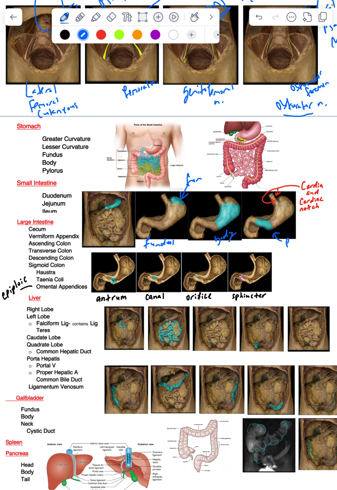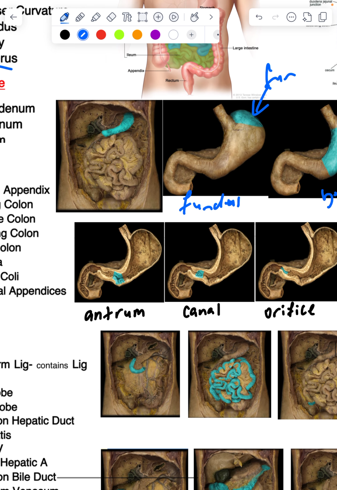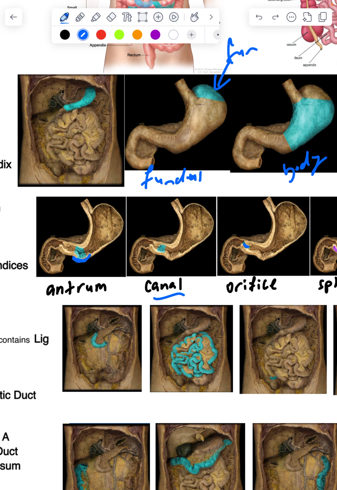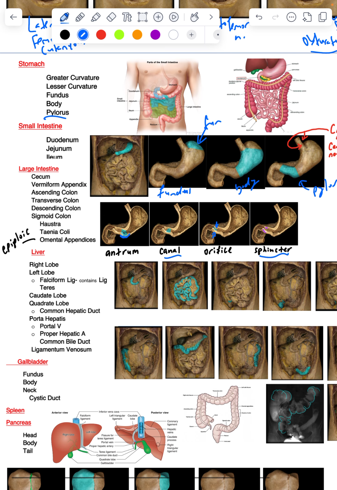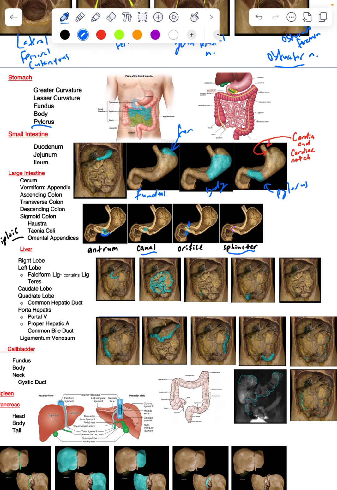And this is your pylorus. She only has pylorus on there, so I don't know if she wants to go into the specific parts or details of the pylorus because they went over it in lab. But if they do, the big curved part is called your antrum. The actual thing it travels to is your canal. And then the opening is the orifice. And then the sphincter, these control how much goes through. So the whole thing is just a pylorus. If you get specific, those are the ones.